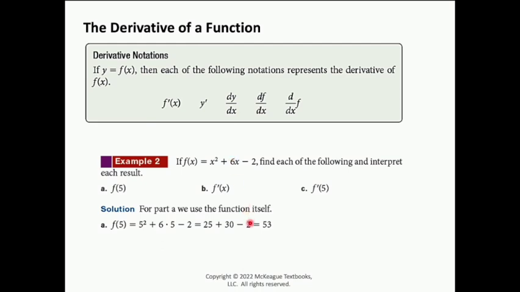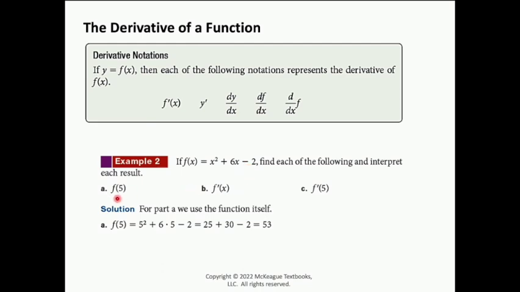So let's start looking at some more examples here. We have f of x is equal to x squared plus 6x minus 2, and we need to find each of the following values and interpret the result. So for part A here, notice there's no prime. So we are literally just evaluating the function at x equals 5, which means I'm going to put 5 in for x and evaluate it.